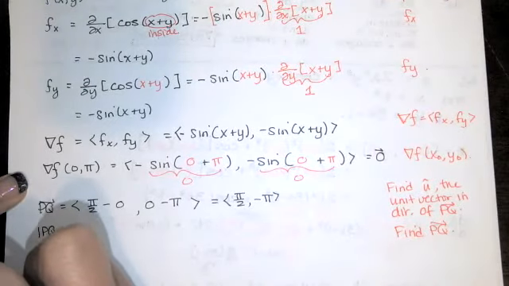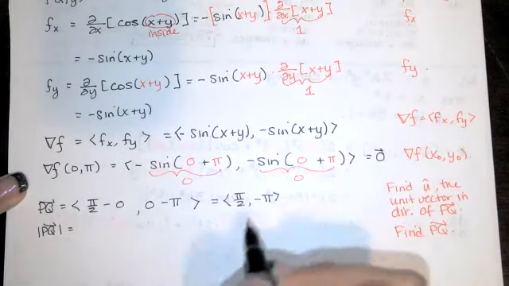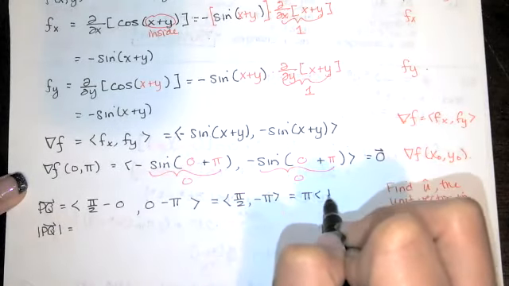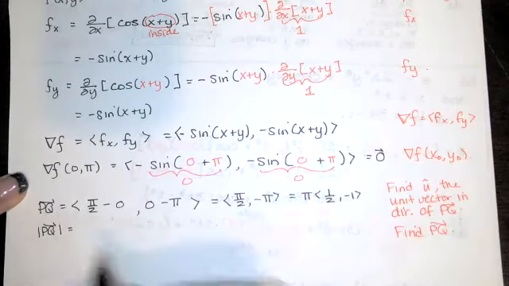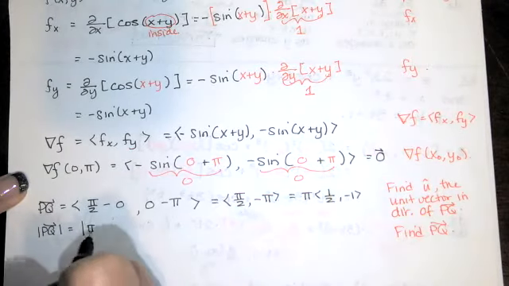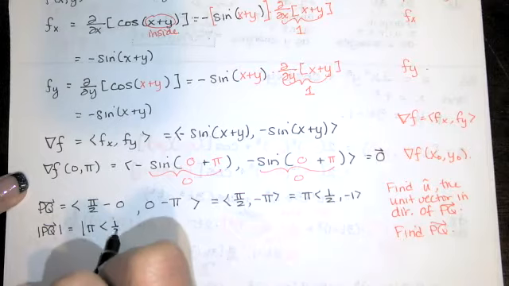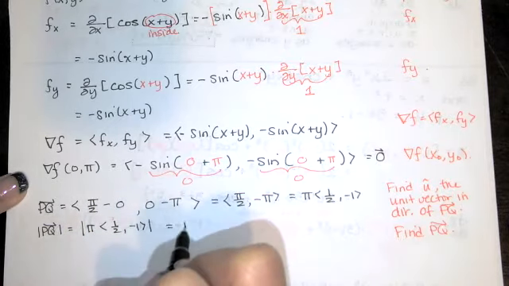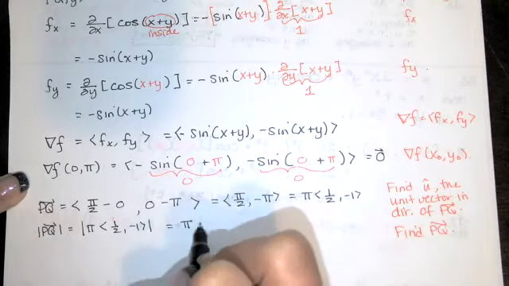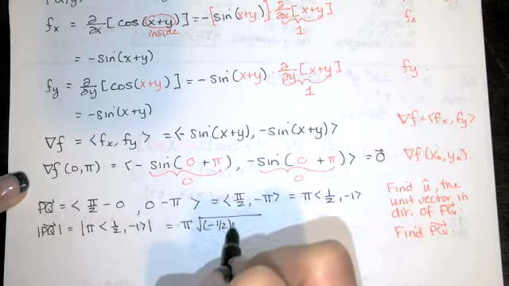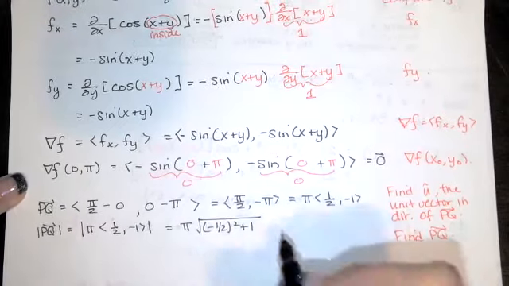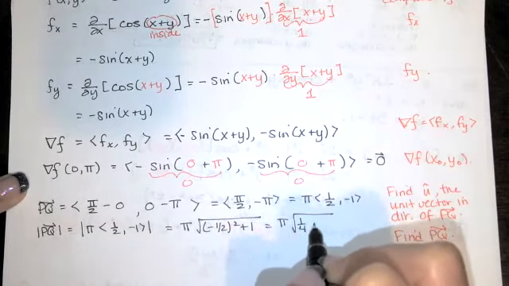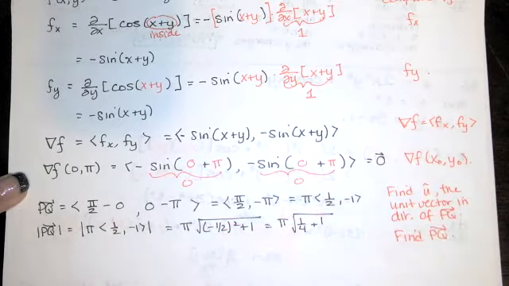Then we find the magnitude of PQ. Now, one way that you can find the magnitude to make this calculation a little simpler is to just factor out that pi. So you'll have that there. So I want the magnitude of pi times this vector. Well, the magnitude of pi is just pi, and the magnitude of that vector can be found this way. Take the components, square them and add them, and take the square root. So we'll have pi times the square root of 1/4 plus 1.